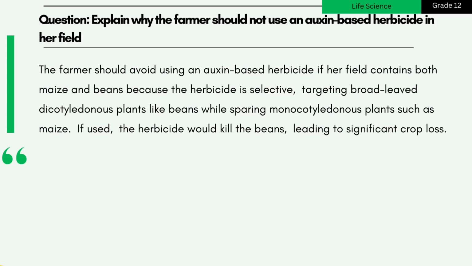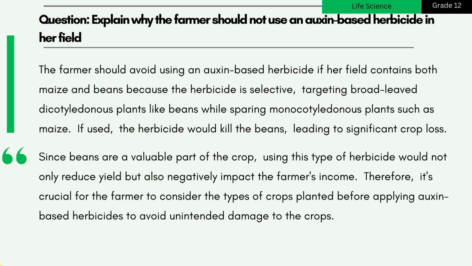The farmer should avoid using an auxin-based herbicide if a field contains both maize and beans because the herbicide is selective, targeting broad-leaved dicotyledonous plants like beans while sparing monocotyledonous plants such as maize. If used, the herbicide would kill the beans, leading to significant crop loss.